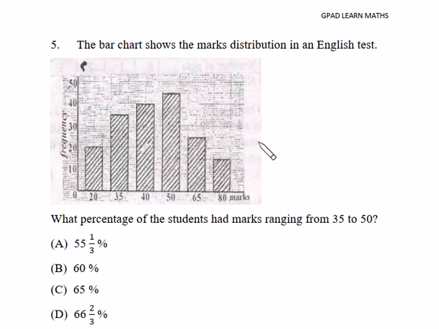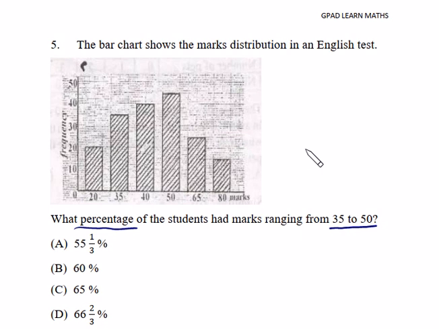Let's look at number 5. We're going to end with this question. It's 1 to 5, the same question again. The bar chart shows the marks distribution in an English test. What percentage of the students had marks ranging from 35 to 50? Okay, now they are asking us to find the percentage. For the percentage, I have to get the number of students that had marks ranging from 35 to 50 divided by the sum of all the students that took the test, because I don't have the number that took the test, then times 100%. That will give me my answer.